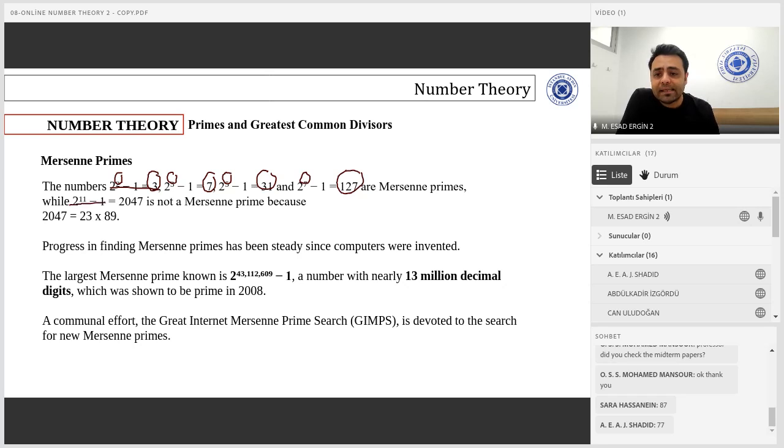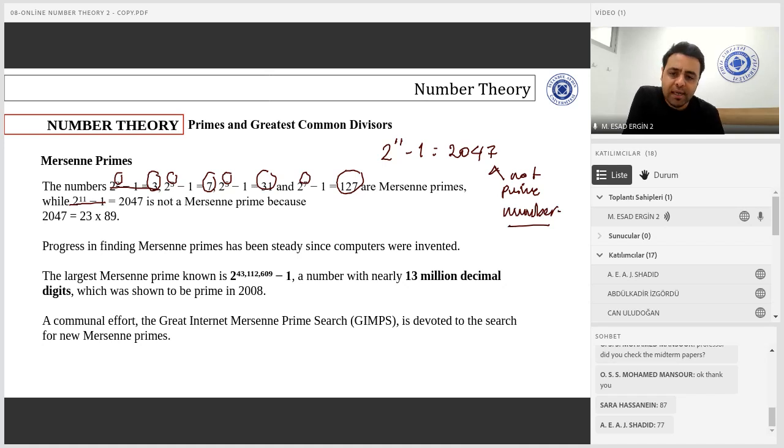But in this case, 2 to the power of 11 minus 1 is 2047. But this is not a prime number. That's why this approach has a limitation, which is that the prime factorization of 2047 is 23 multiplied by 89. So here it means that we cannot define prime numbers very easily with just one approach.